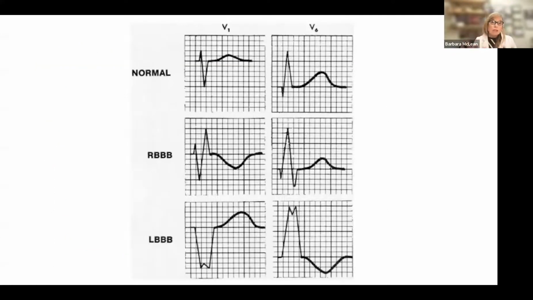So just as a quick overview here, we're looking at V1 and V6 on this first screen. See a small upright in V1 and a big downward, completely opposite in V6, a small downward with a big upright. So it's not just a mirror, it's an upside down mirror image. In right bundle branch block, we have a small upright, then a downwards, then another upright, but the major current is to the right.